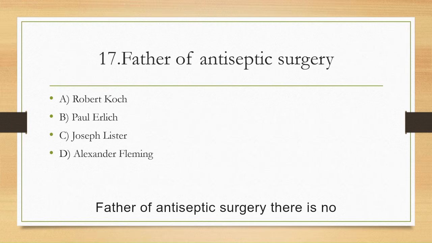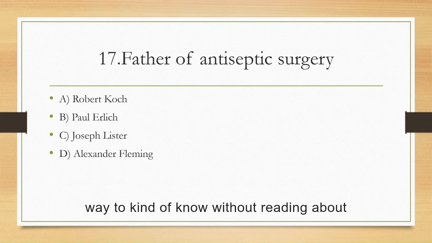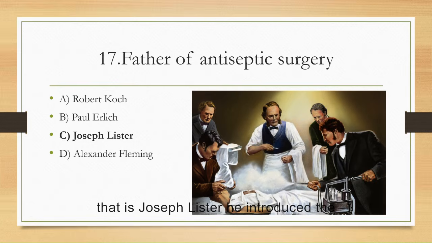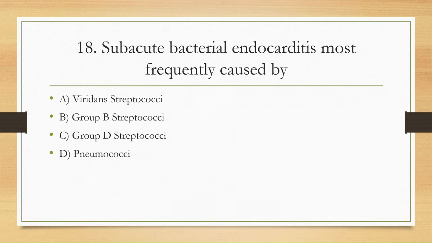Father of antiseptic surgery: there is no way to know without reading about it, and it happens to be a surgeon himself, that is Joseph Lister. He introduced the use of carbolic acid and the other antiseptics in surgery. So you can see this particular man in the center with the beard is Joseph Lister. He was a surgeon himself and is known as the father of antiseptic surgery.